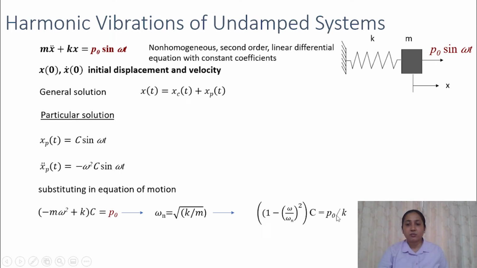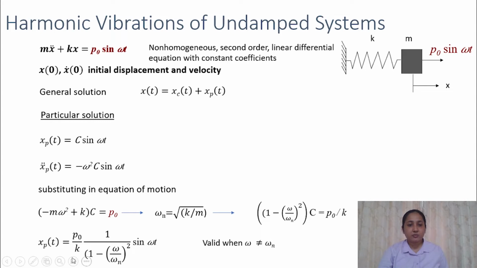C will be P naught by K divided by this value. So now we know the particular solution: the particular solution is equal to P naught by K multiplied by 1 minus frequency ratio square multiplied by sine omega t. So now we know the particular solution.